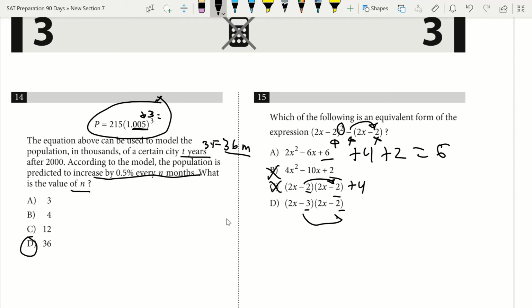And I have a minus 3 times a minus 2, which gives me plus 6. So now I'm between A and D. Next thing I'm going to look at is what's different between them. Easiest thing that I see is a 2x squared here versus a 4x squared here, because that 2x gets multiplied by 2x, giving me 4x squared.